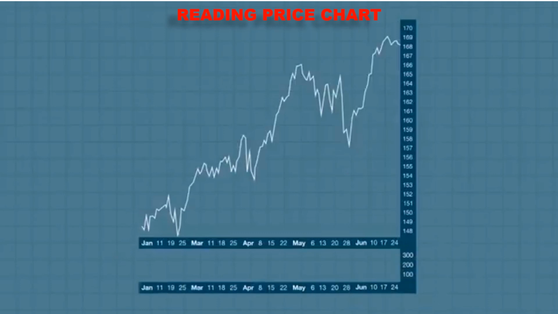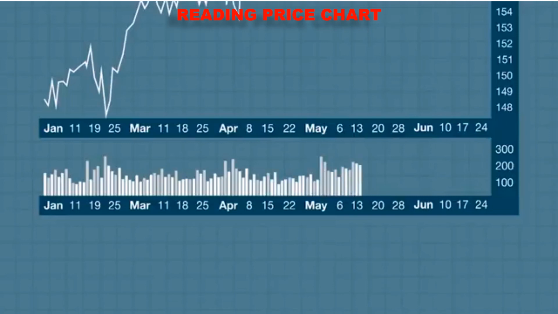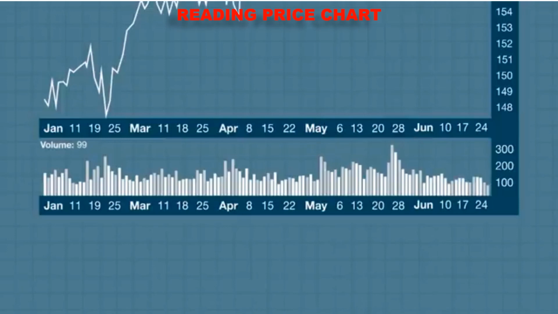Often, another chart may be displayed just below the line chart. This chart displays the security's volume, which is the total number of shares bought and sold during each time interval. Volume is a way to measure trading activity. The higher the volume, the more buying and selling there was during that time period.